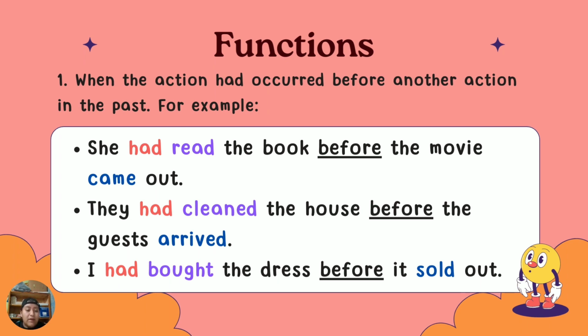Next example, I had bought the dress before it sold out. The first action is I had bought the dress, and after this, it sold out. The subject is I, the auxiliary verb had, and the main verb in past participle bought. The complement, the dress before it sold out. In these examples, the first action is in the past perfect, and the action that follows is in the past simple.